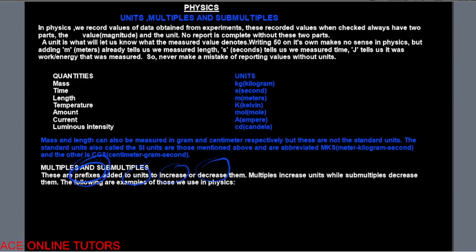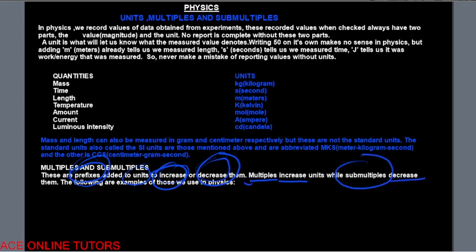So that means that we write that particular thing before we write the unit. We are going to write that thing before writing the unit. And what's the function? Is either to increase that unit or to decrease the unit. Now, it is multiples that are going to increase the unit, while submultiples are those ones that decrease the unit.